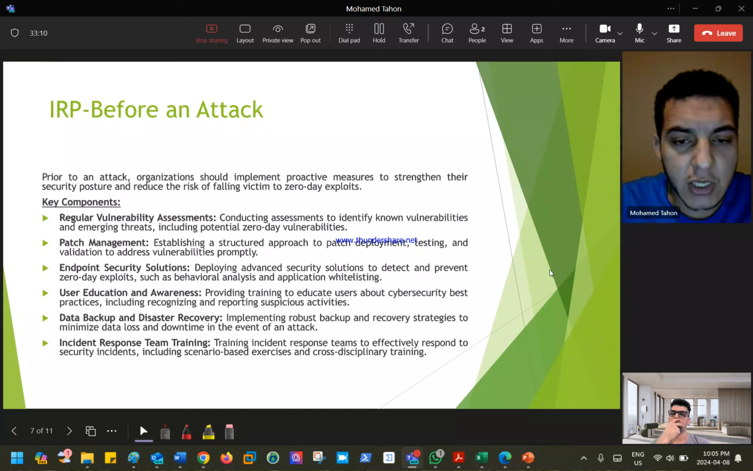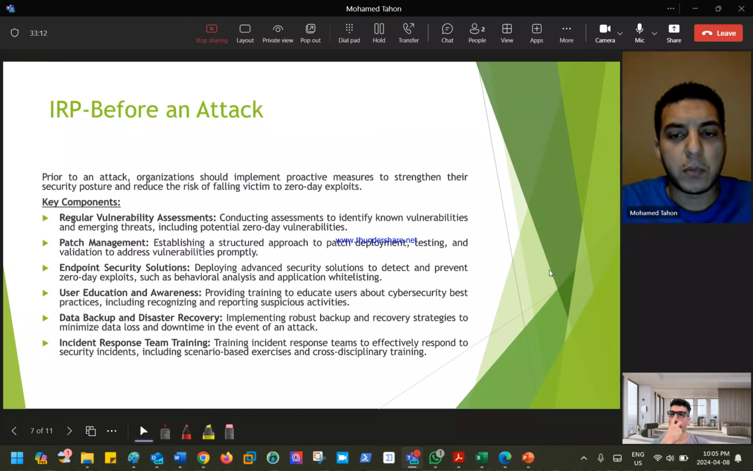Patch management. Establishing a structured approach to patch management is vital. This involves deploying, testing, and validating patches promptly to address vulnerabilities. By keeping systems up to date with the latest patches, organizations can reduce their attack surface and thwart potential exploits.